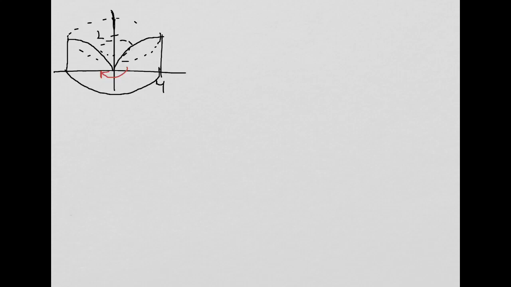But basically I have the outer radius. Let me change colors. So this is going to be the outer radius. You can imagine when I take that part right there, when I do that disk, it's actually not going to be a disk, but instead I'm going to see it like that if I were to look down on it.